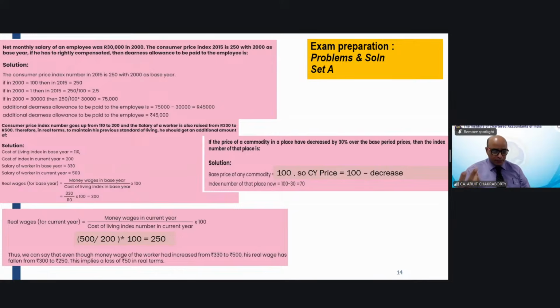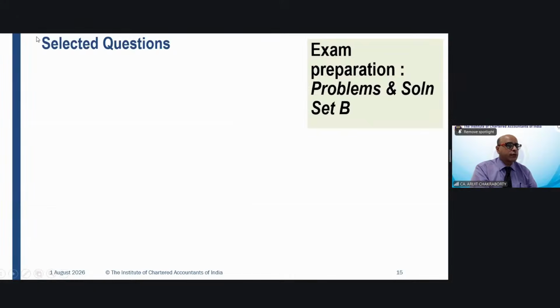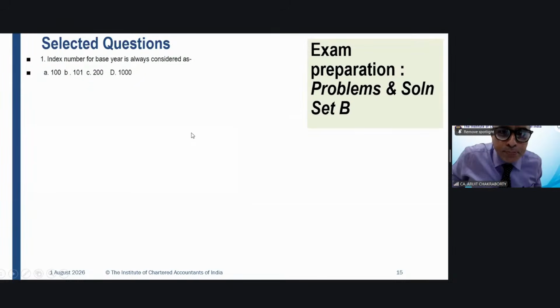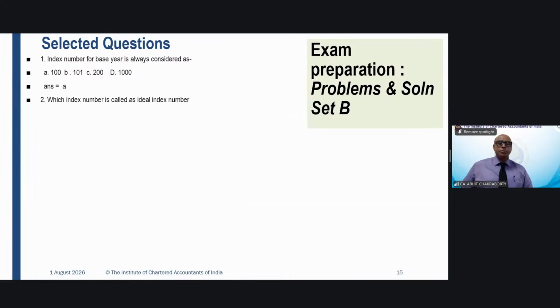Very simple. Okay, now we go to selected questions. We have completed set A, now set B. First question comes up. Index number for a base year is always considered as what? Yes, we have discussed it. I'm sure you got it correct. Option A. Base year, we will take it as 100. Question 2. Which index number is called the ideal index number? Okay, ideal index number is obviously the Fisher's index number, option C.